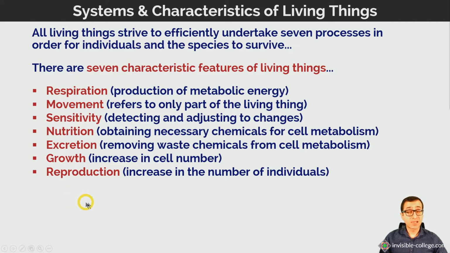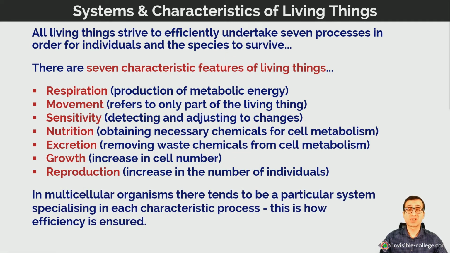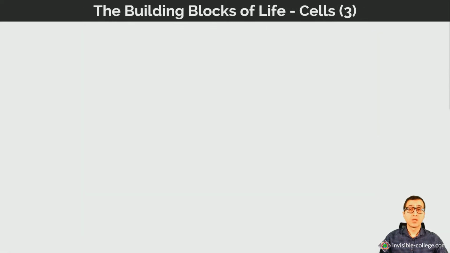So a cell is defined as the smallest piece of matter, the smallest material object that will perform all 7 of these characteristic functions of life. Now, in more complex multicellular organisms, specialized cells are organized into tissues, organs, and organ systems in order to maximize the efficiency with which these processes occur.